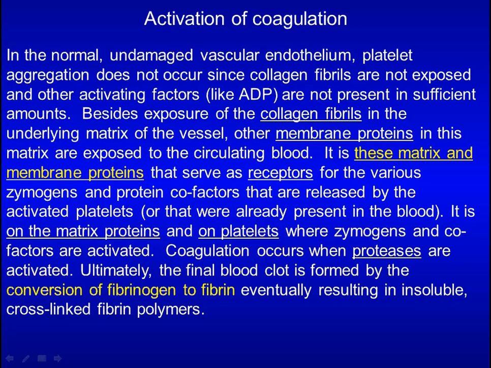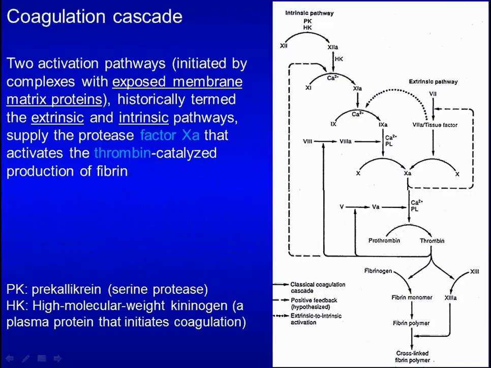Ultimately, the final blood clot is formed by conversion of fibrinogen to fibrin. There are two activation pathways. One is extrinsic, the other one is intrinsic pathway. That all leads to activation of factor 10 protease, which in turn activates the thrombin-catalyzed production of fibrin. Both pathways share two proteases. One is factor 10 and the other one is thrombin.